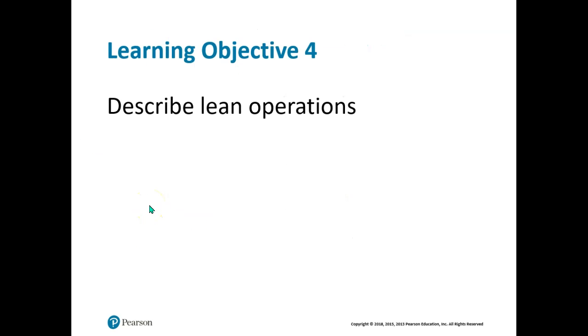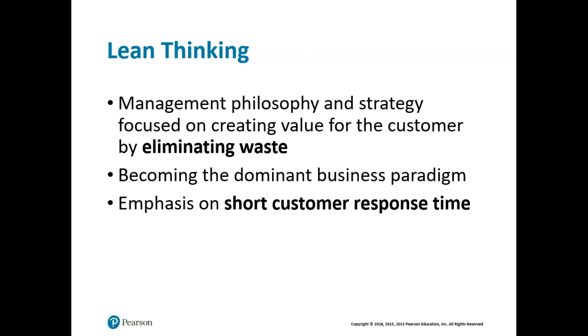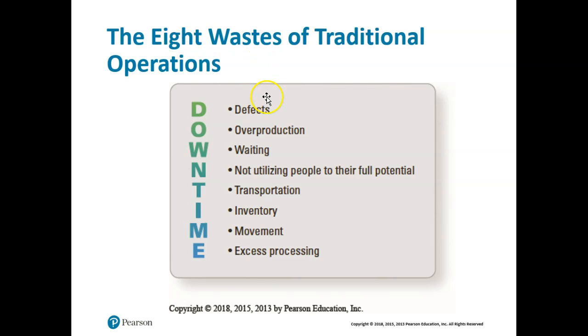So let's look at lean operations real fast here. Lean thinking is what you want to do is create value for the customer and eliminate waste. And that is the dominant business paradigm. And what we're looking at is a customer orders something and we're able to supply it right away. So we've got short customer response time. Okay, traditional operations have defects, overproduction, waiting, not utilizing people to their full potential, transportation, inventory, movement, excess processing. All of these things are not value-added activities. Okay, they're things that we take for granted in some kind of an operation, but they really don't add value at all.